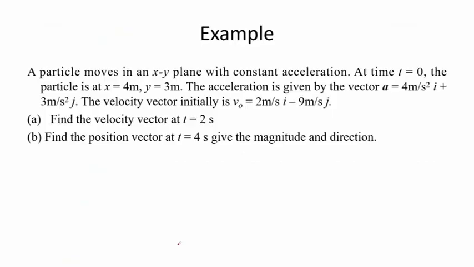In this problem we are asked to find the velocity vector and position vector at different times. So, a particle moves in an x and y plane with constant acceleration. At time t equal to 0, the particle is at x position equal to 4 meters and y position equal to 3 meters. The acceleration is given by the vector a equal to 4 meters per second squared i hat plus 3 meters per second squared j hat. The velocity vector initially is v equal to 2 meters per second i hat minus 9 meters per second j hat.